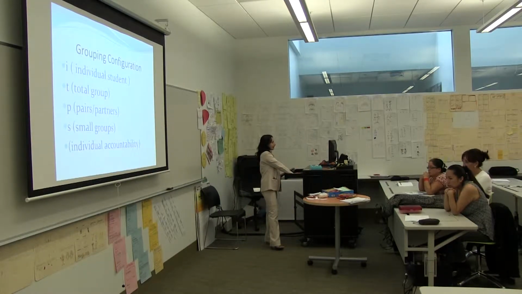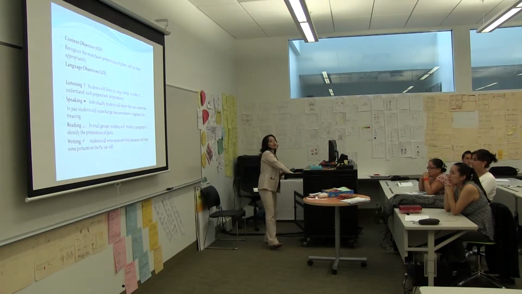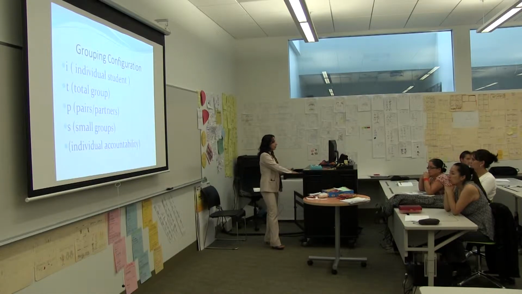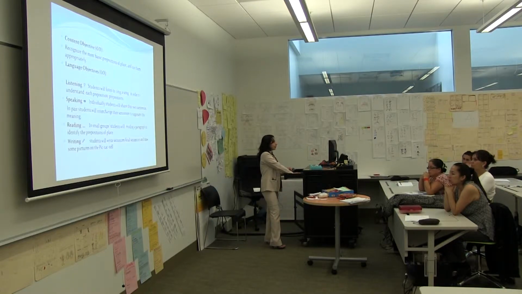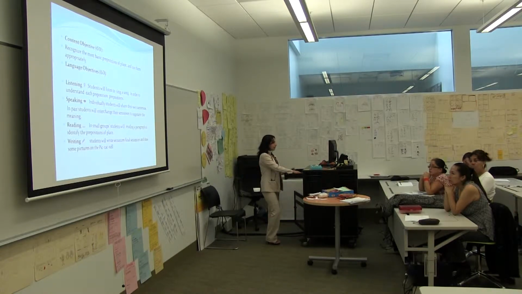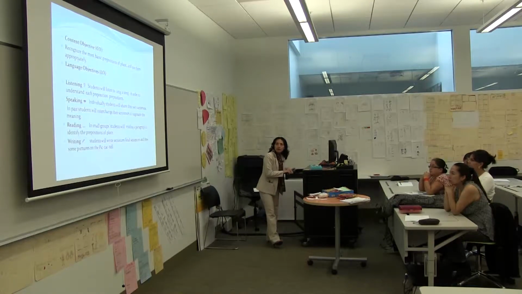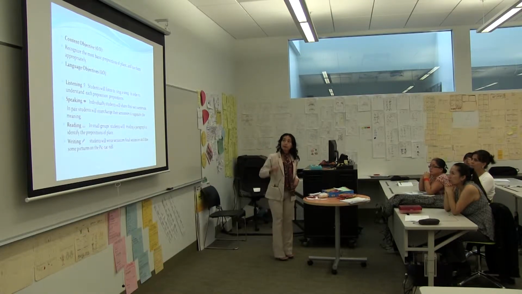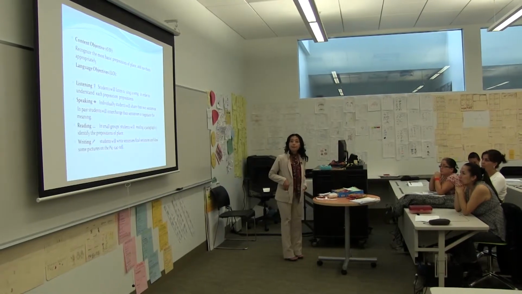This is the grouping configuration that we can use in our classrooms: individual, total group, pairs, small groups, and individual again. Now I'm going to show the content objective for my class. Could some of you help me read it? Okay, Karina, thank you. Content objective: Recognize the most basic prepositions of place and use them appropriately.